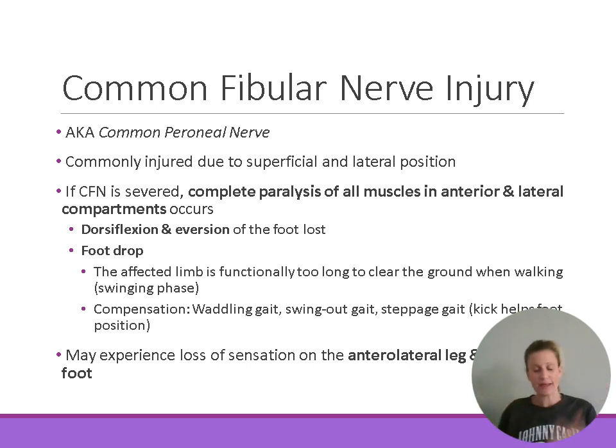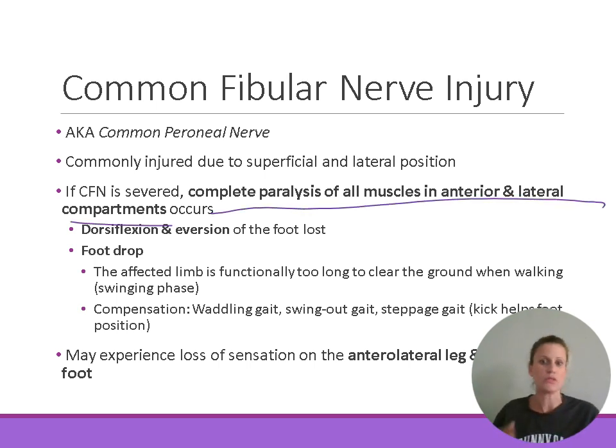It's because it's superficial and lateral. Lateral means there's more stuff coming at the body laterally than medially. And then it's superficial, so it doesn't have much protection. The common fibular nerve innervates all of the muscles in the anterior and lateral compartments of the leg. So if it's severed, if there's complete damage to the common fibular nerve, we have complete paralysis of all of the muscles in the anterior and lateral compartments. This means that we completely lose dorsiflexion and eversion of the foot.